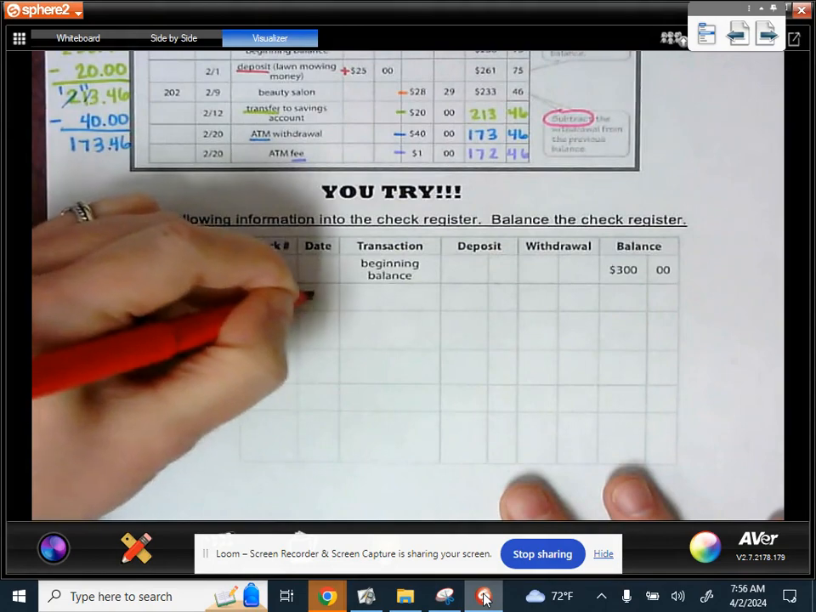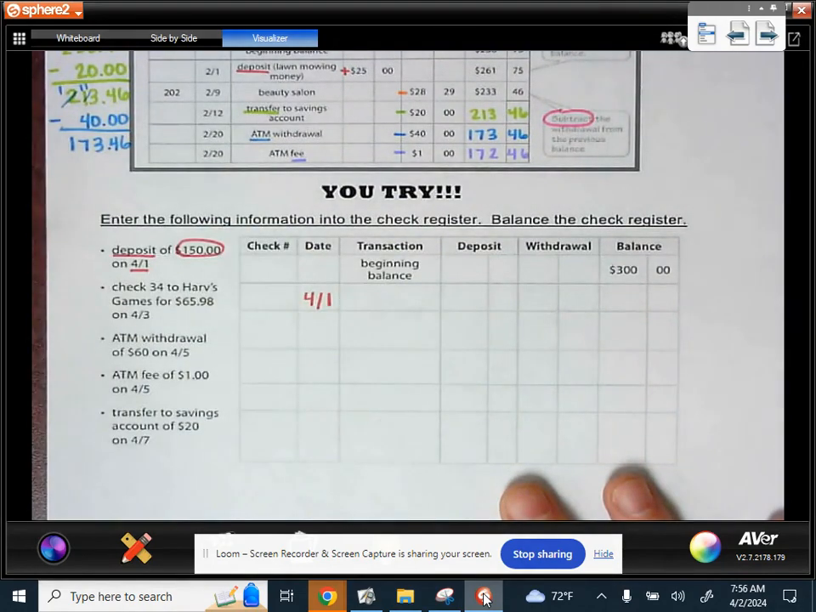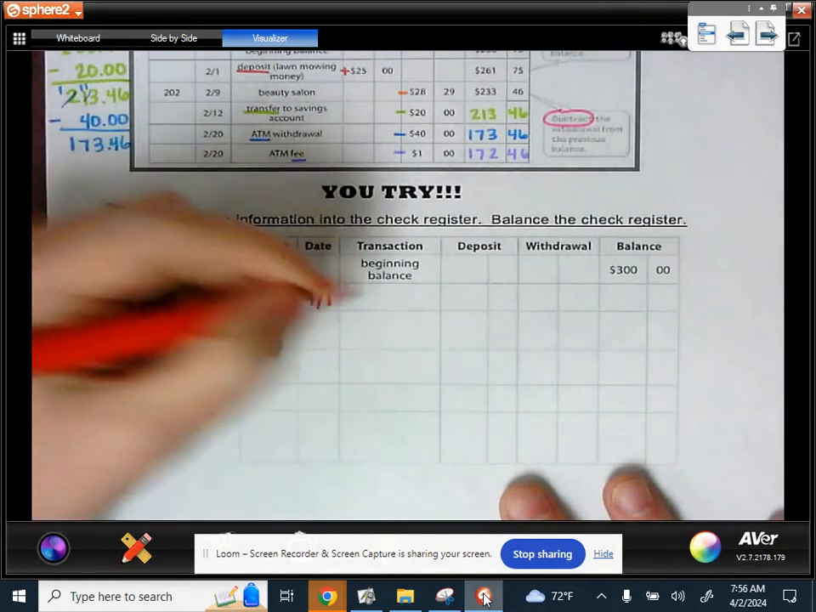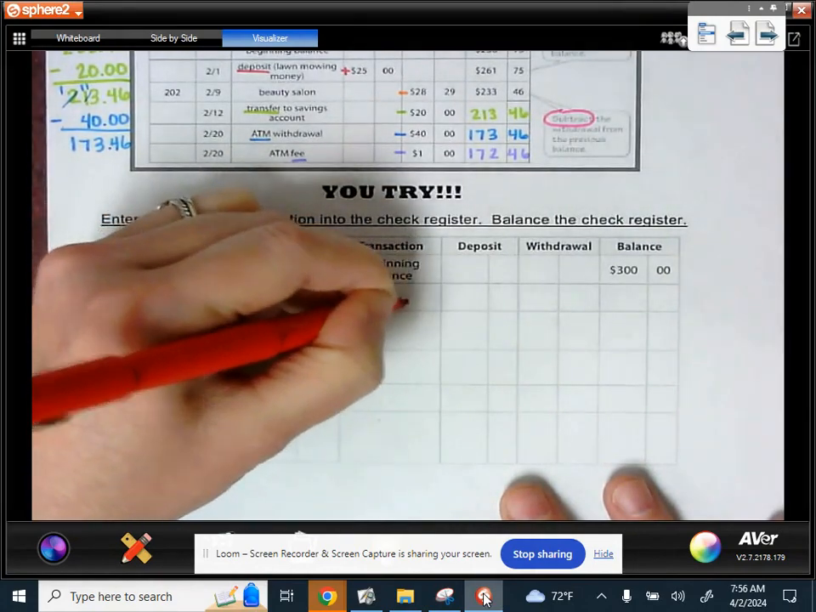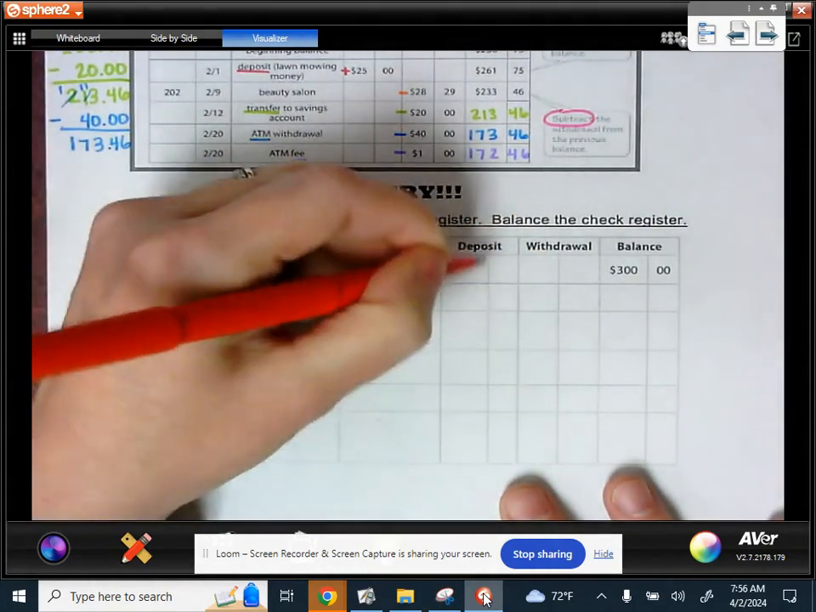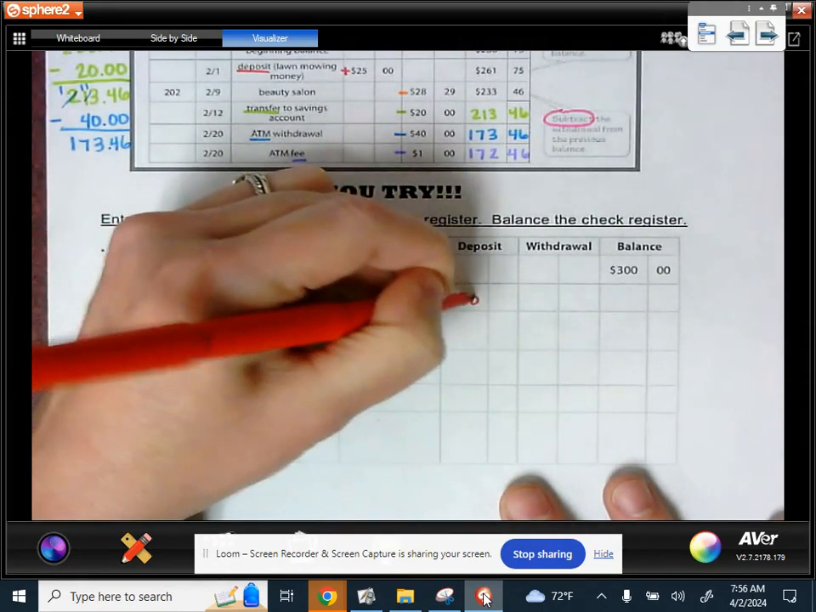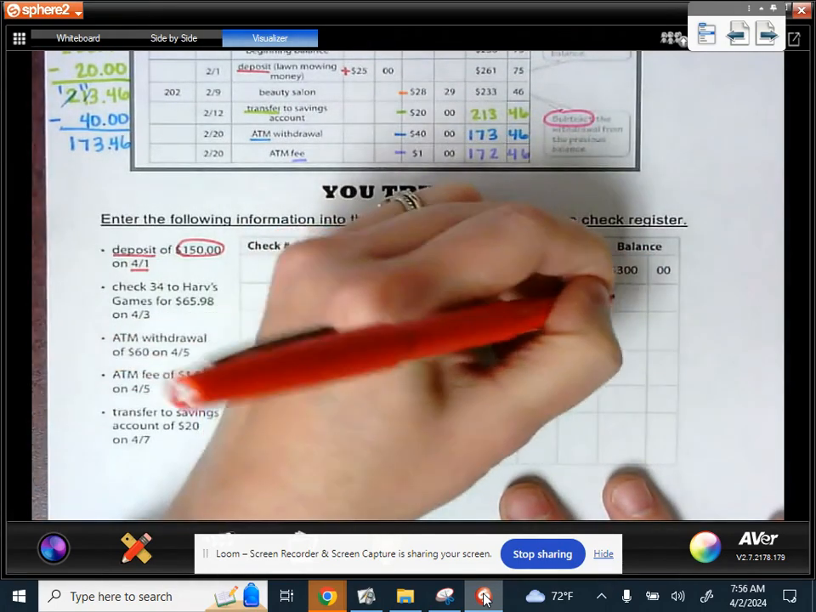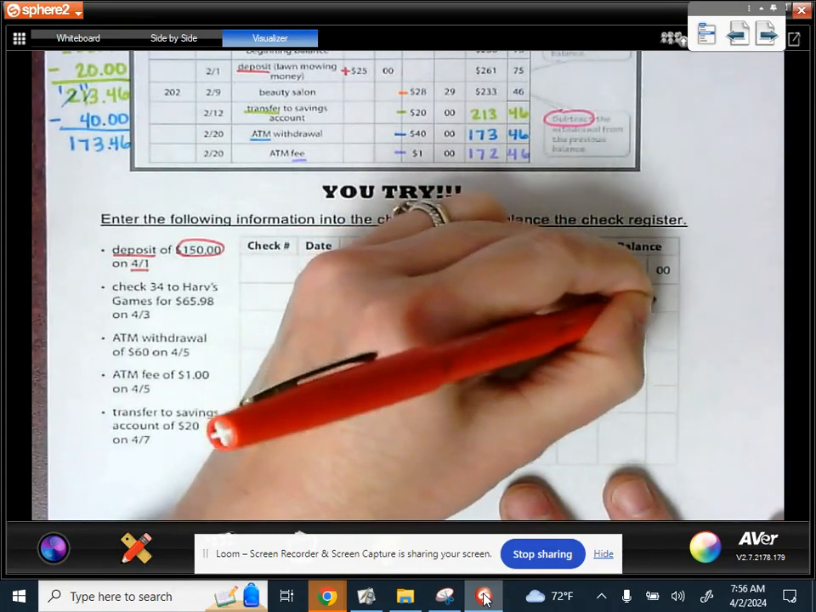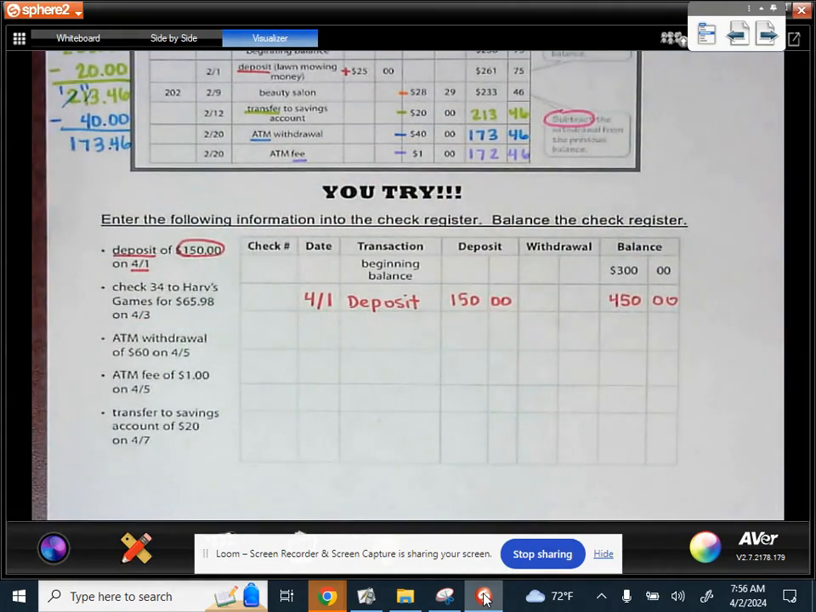We're going to go ahead and put the date, April 1st, and it's a deposit. So you just write down that it's a deposit. Since it's a deposit, it goes in this deposit column. And remember that we add deposits. I can do this one in my head. 300 plus 150 is going to give us $450. Sometimes it's easy enough math to do in our head.